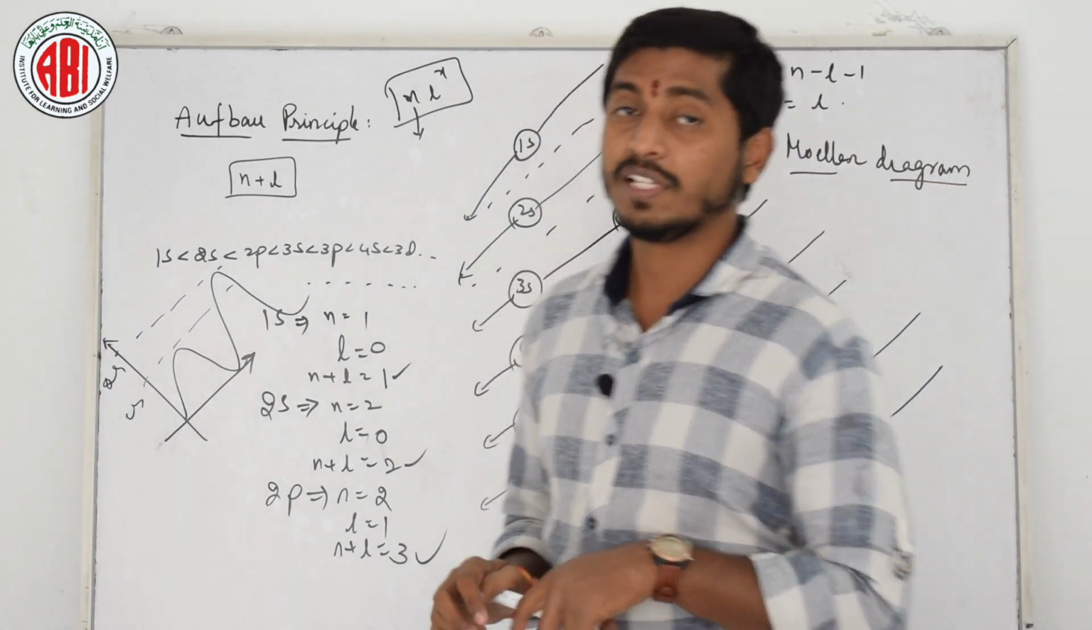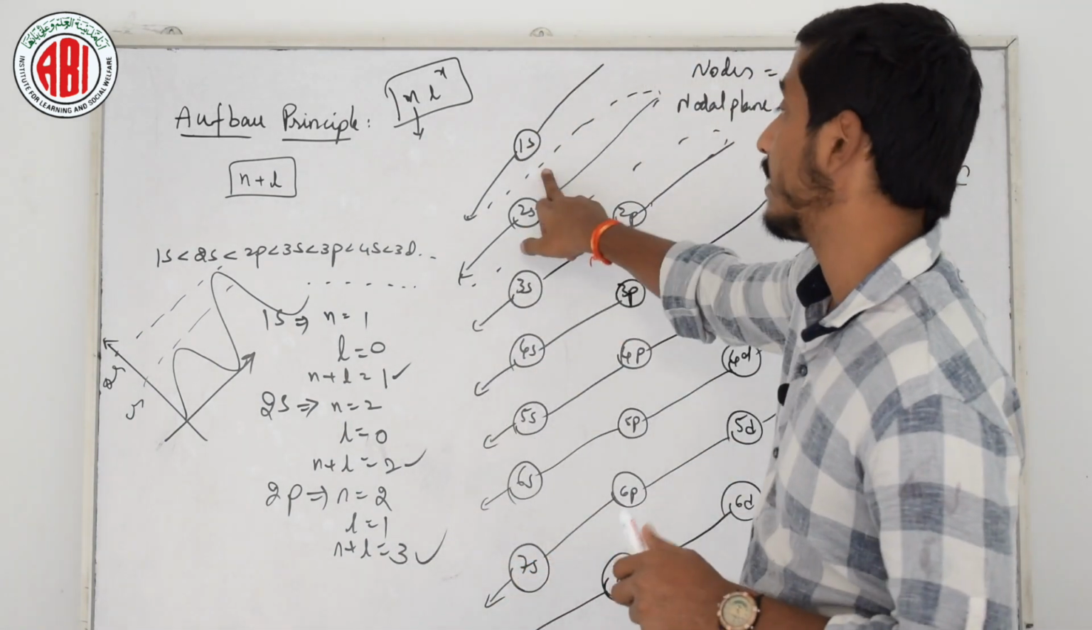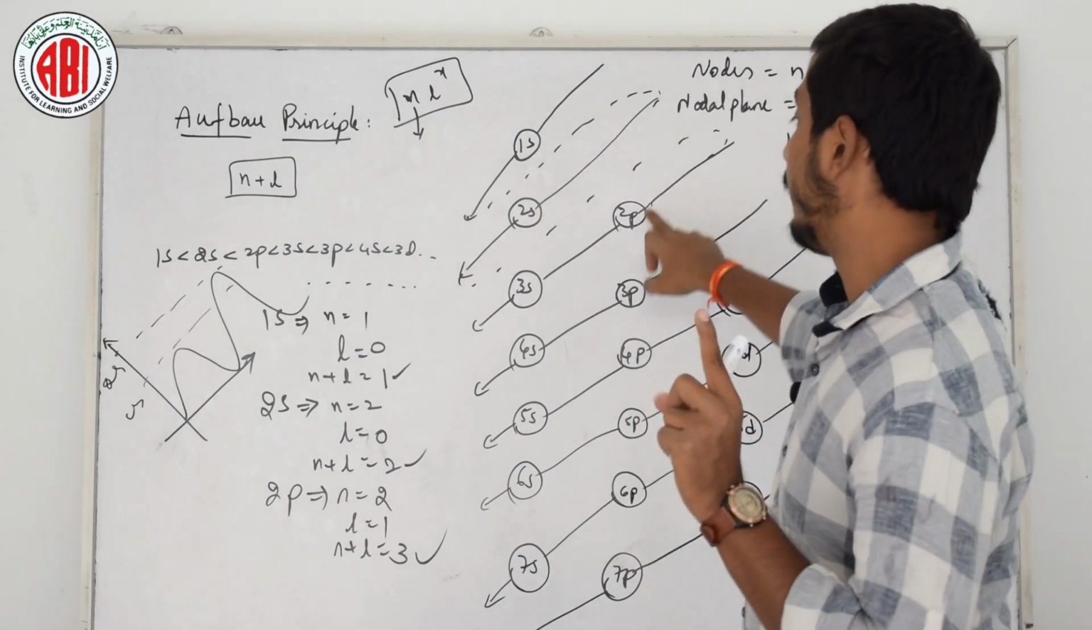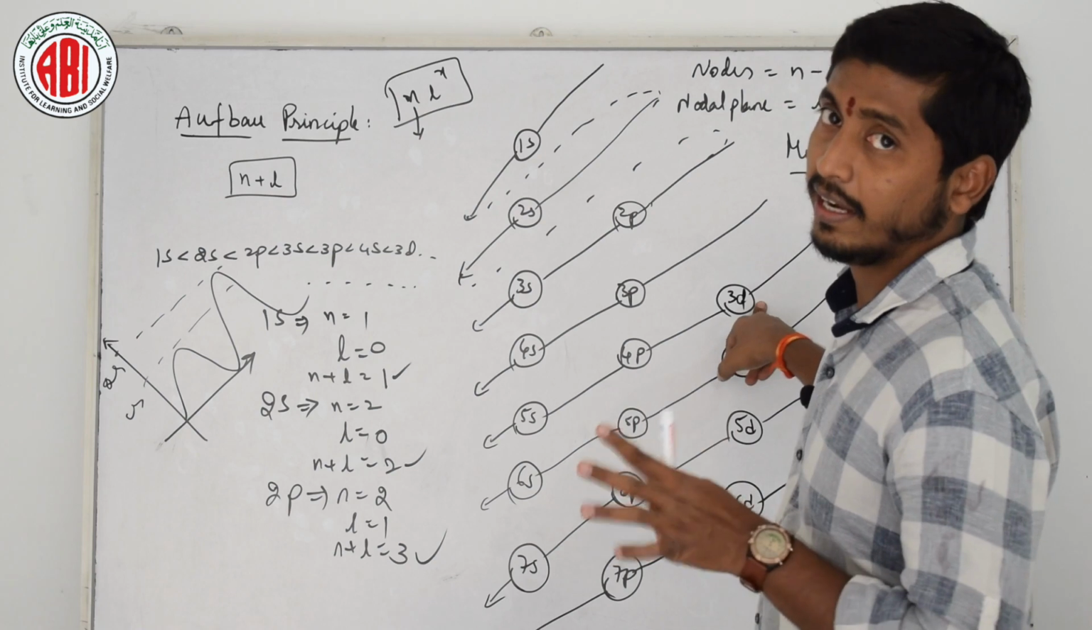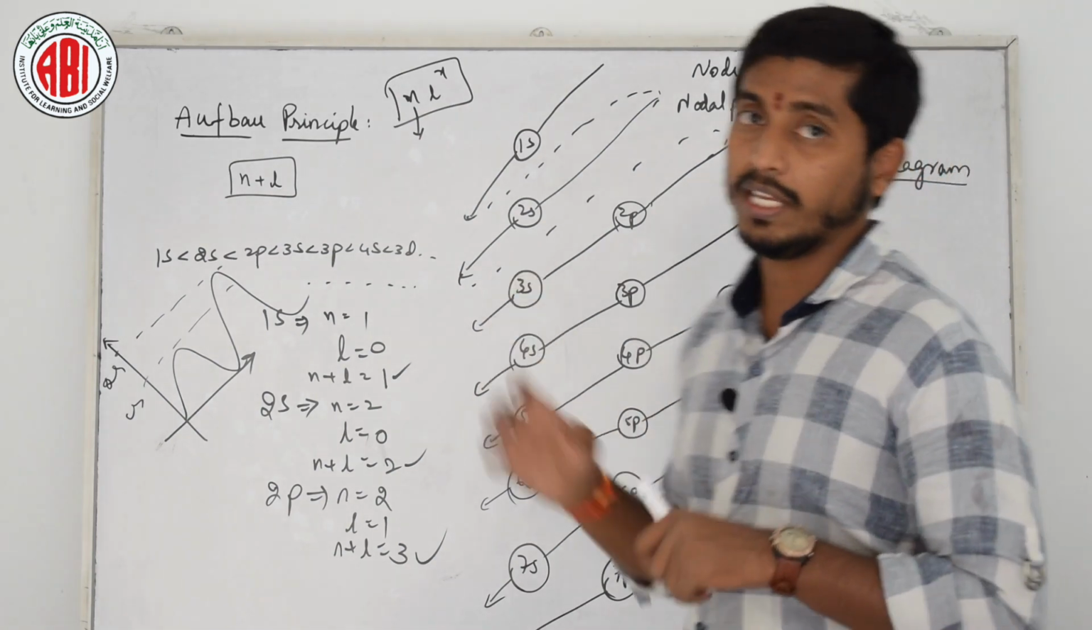Is that clear? That means how many electrons can we fill in s? We can fill 2 electrons. If it is p, it is 6. If it is d, it is 10. If it is f, it is 14.